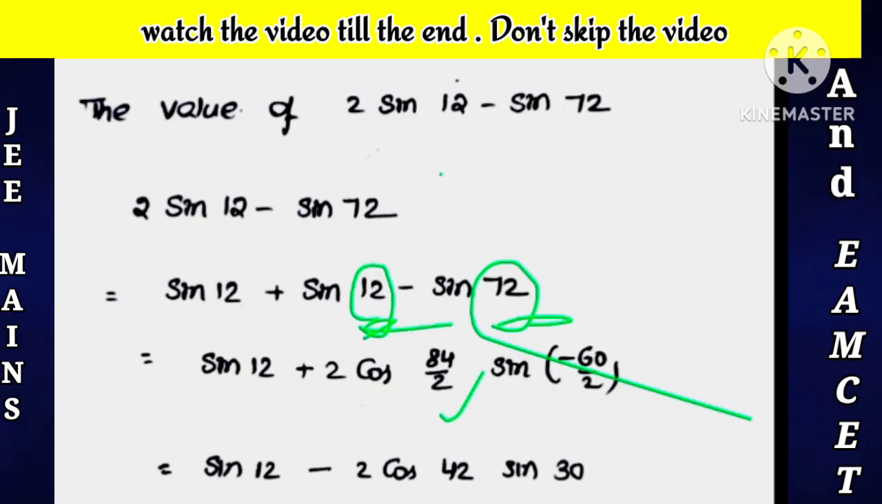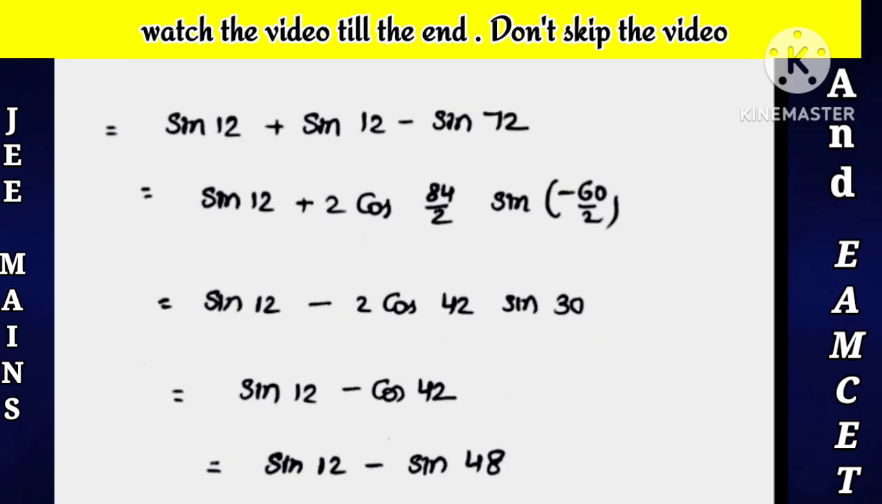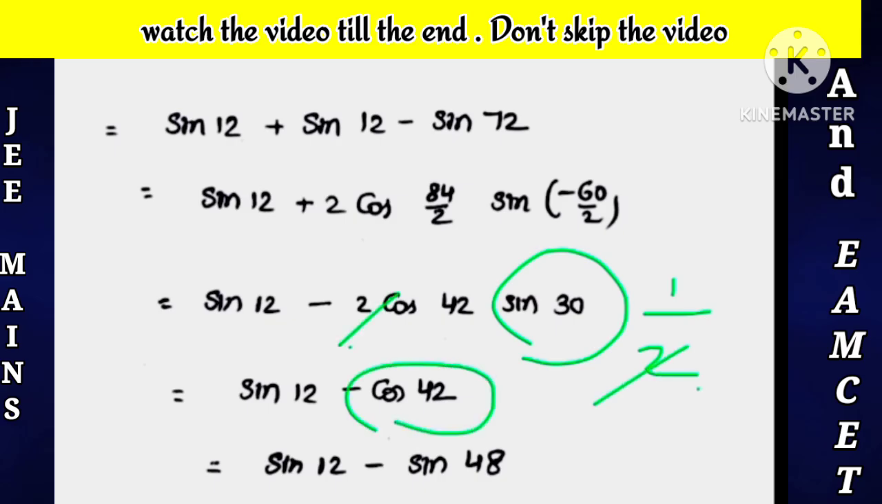84 by 2. C minus d: 12 minus 72 is minus 60 by 2. So this becomes 2 cos 42, and this becomes sin 30. Okay. Now in the next step, replace the sin 30 value. This is 1 by 2. 2 and 1 by 2, the 2 and 2 get cancelled. Remaining is only cos 42.